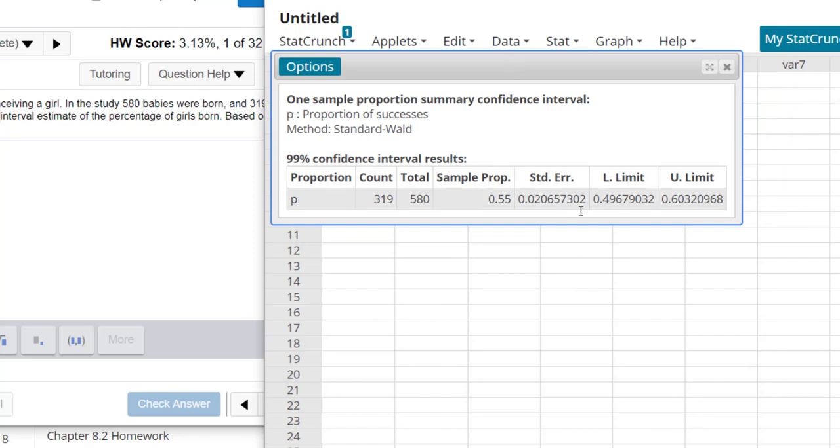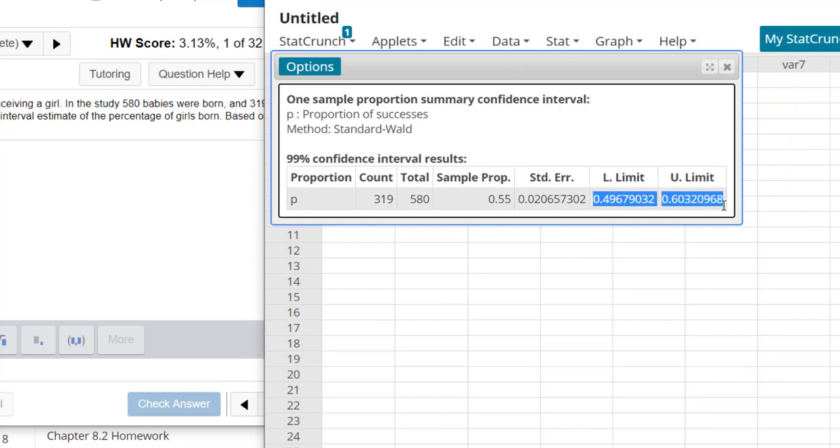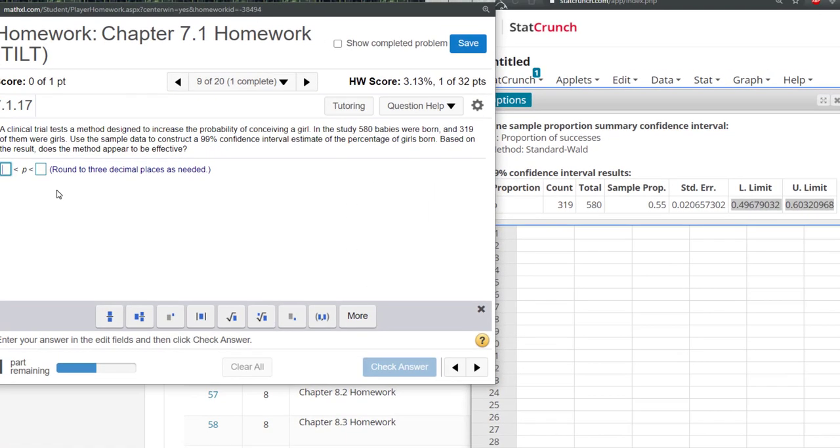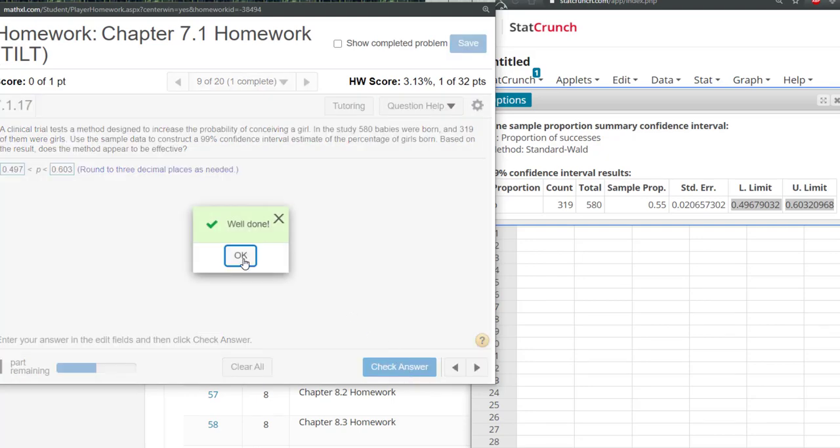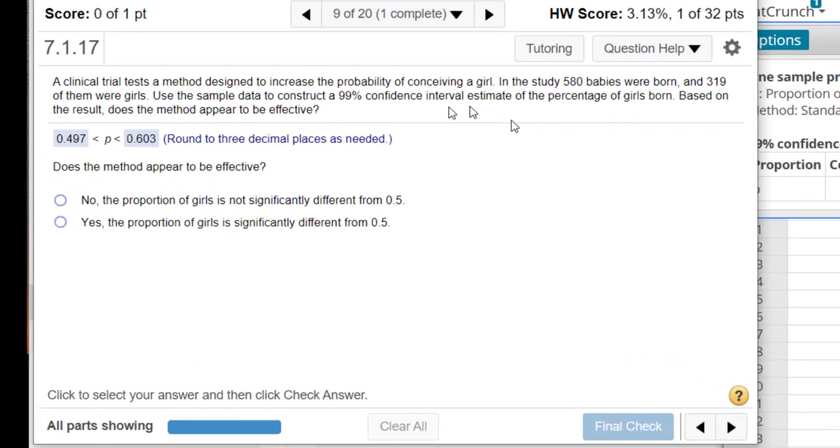And the numbers we want, our confidence interval, will basically be 0.496, and we want to round it to 3 decimal places, so 0.497. And then the top number will be 0.603. So we'll put it in just like this, 0.497, and the top number will be 0.603. And that's basically how you do your confidence intervals using StatCrunch. And then you can answer some follow-up questions about the problem itself.